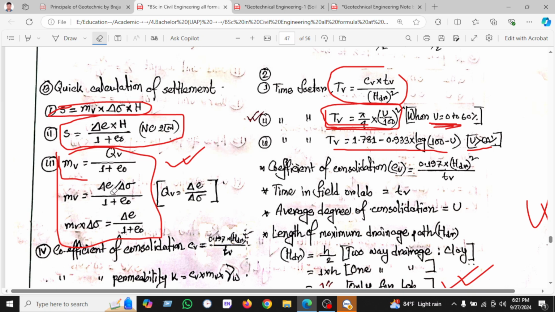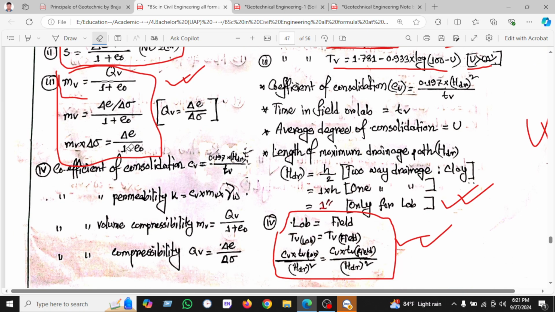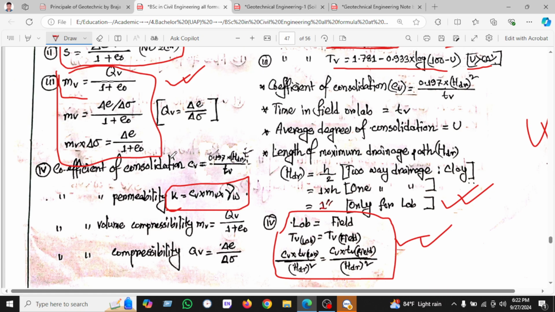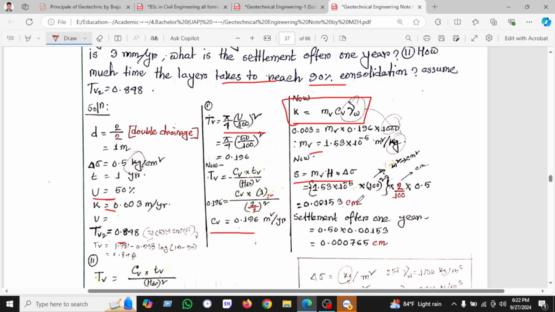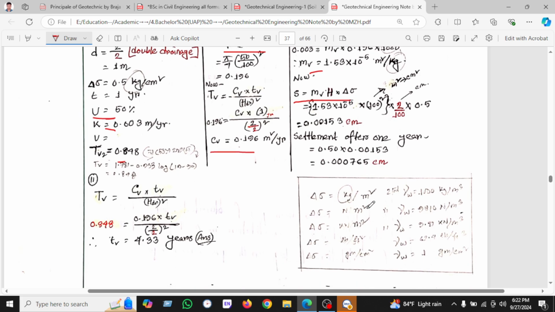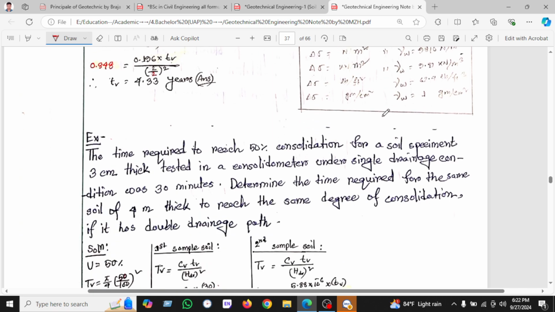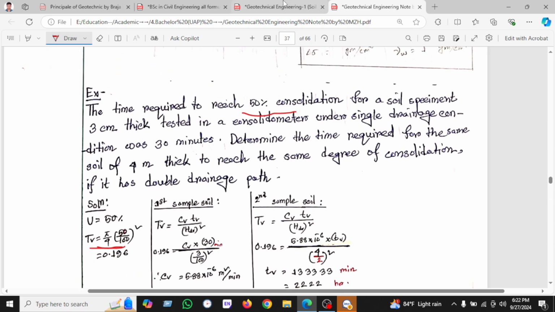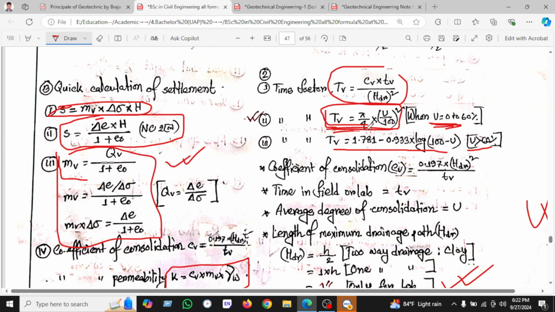How do we get this? We go to the formula sheet. Here is K. K equal to CB TB MB, and putting this in we find M. Lastly we calculate the settlement. The settlement formula is here. We have shown the settlement here and found the settlement 0.001 centimeter. Settlement after 1 year will be 0.5. So these are the final results and the time required to reach 50% consolidation. 50% means 0 to 60, that's why we will use this formula. We know this formula for 0 to 60.